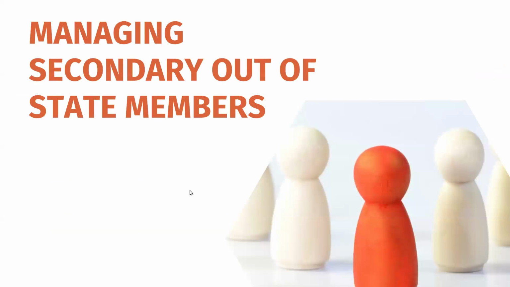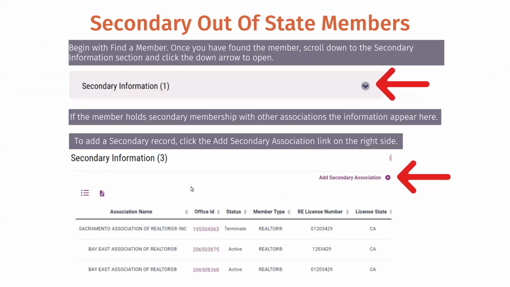All right, so let's talk about managing secondary out-of-state members. So the first thing that you want to do is begin with find a member. Once you have found the member in M1, you want to scroll down to the secondary information section, and click on the drop down arrow to open up the record. If the member holds secondary membership with other associations, the information will appear on this screen as well. And to add a secondary record, you're just going to click the Add Secondary Association link on the side.